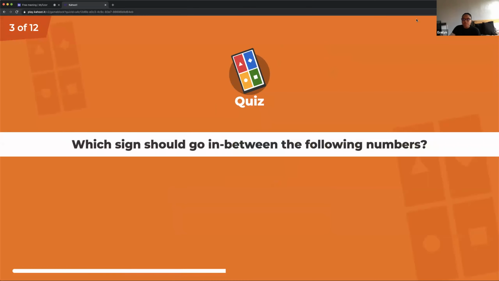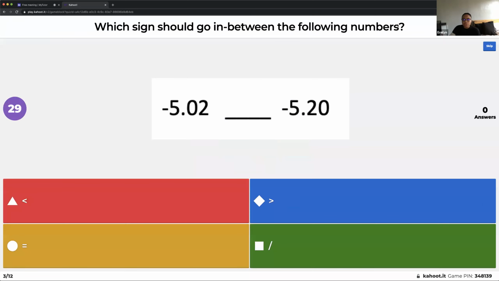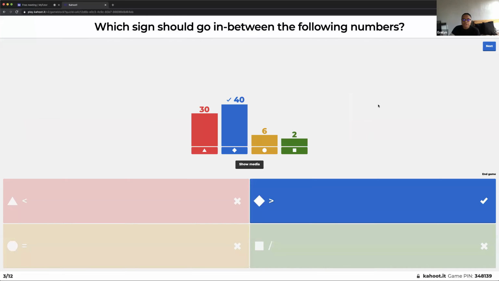Right, have a go at this one. Which sign should go in between the following numbers? They are negative numbers, so pay attention to that and be careful when answering. Right, someone asked, would the inequality sign always change if you multiplied with a negative number? Yes. If you're multiplying, say if it's minus 3x, you're going to have to change the sign.